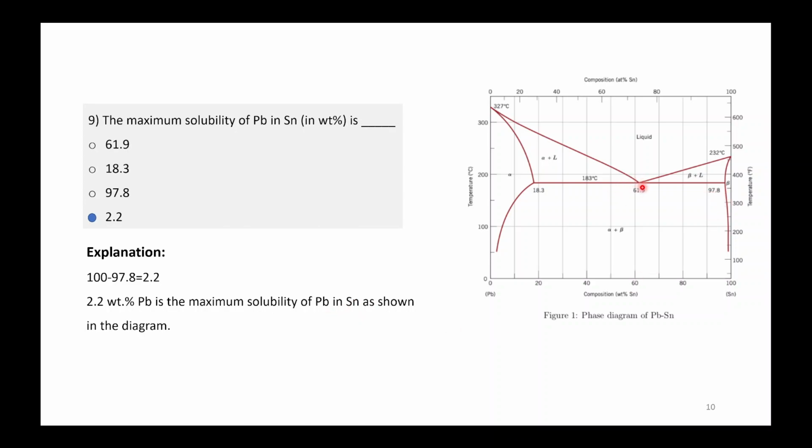And you can also be asked what is the eutectic composition. That will be 61.9 weight percent of tin. And if you are asked in terms of lead, then you have to subtract it from 100. And here the maximum solubility of tin will be 18.3.